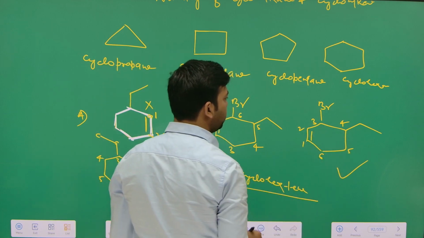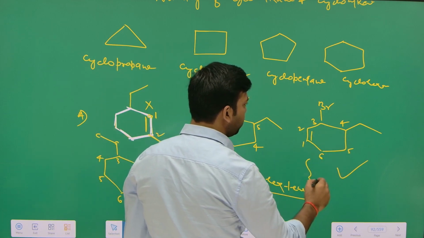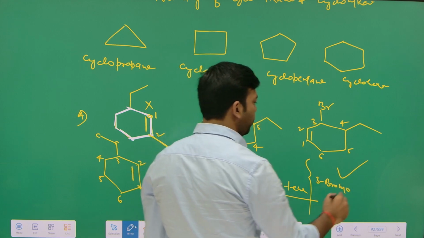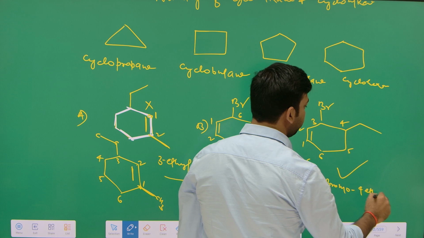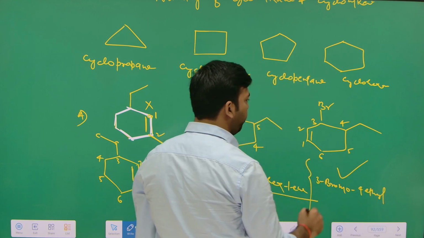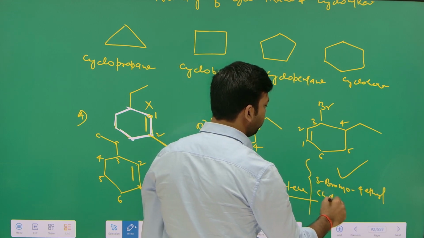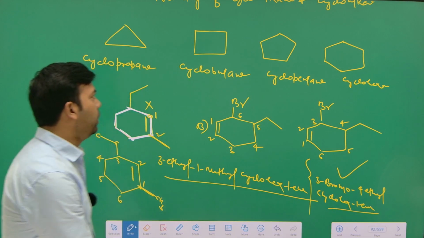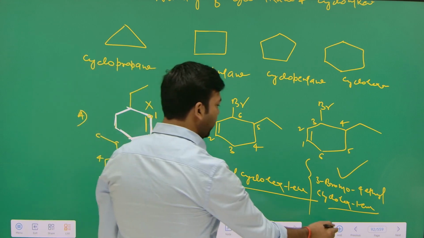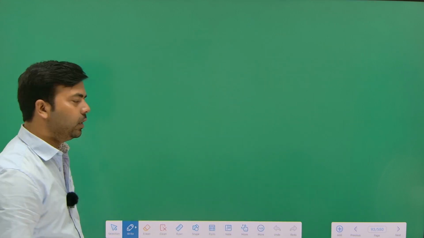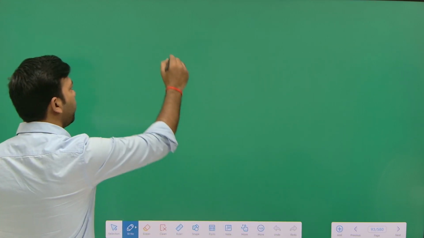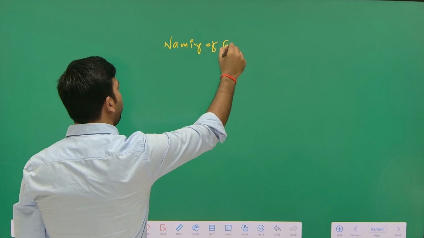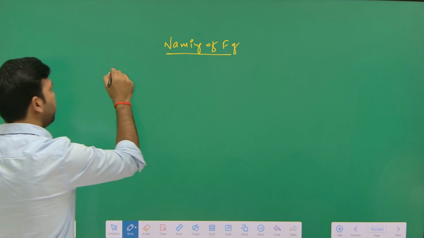Name the substituents in alphabetical order. B comes first, so 3-bromo, 4-ethyl, cyclohex-1-ene. Okay, so this will be the name. So this is all about the cycloalkane and cycloalkene. Now we are going to start the naming of functional groups. Very important one only. The very first one is carboxylic.